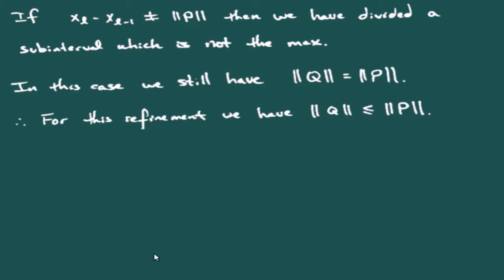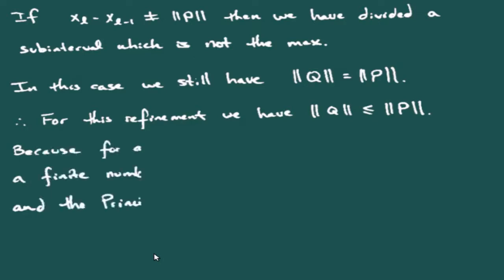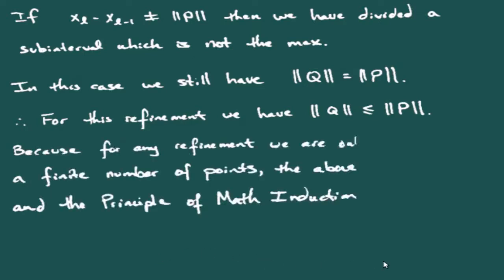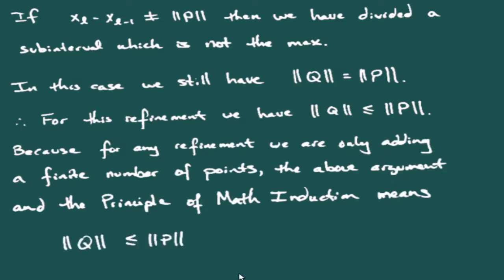Because for any other refinement of P, we're just adding a finite number of points, if we throw in the principle of mathematical induction, it means that for any refinement Q of partition P, we've got the norm of Q being less than or equal to the norm of P.